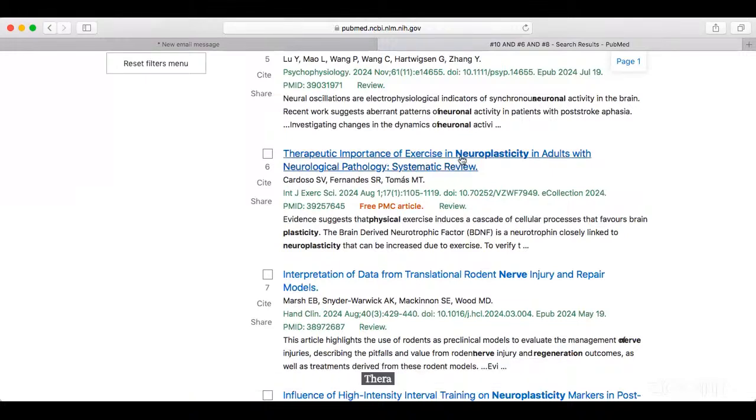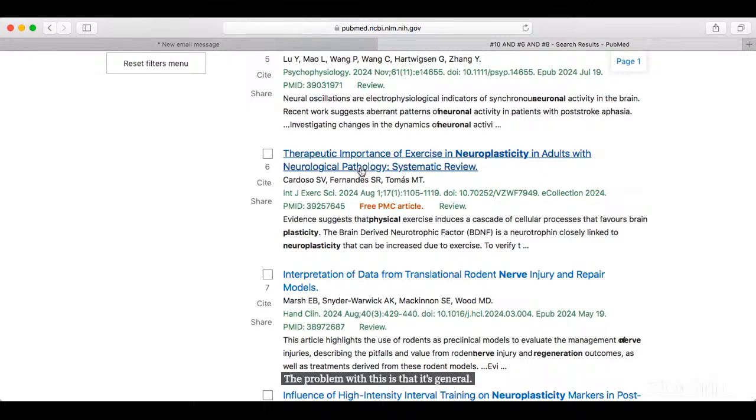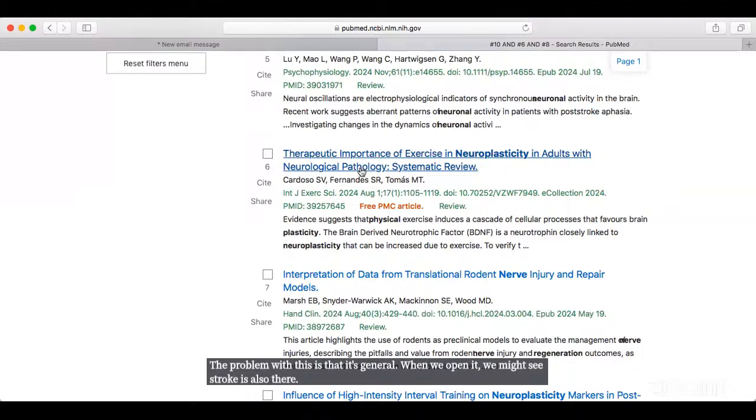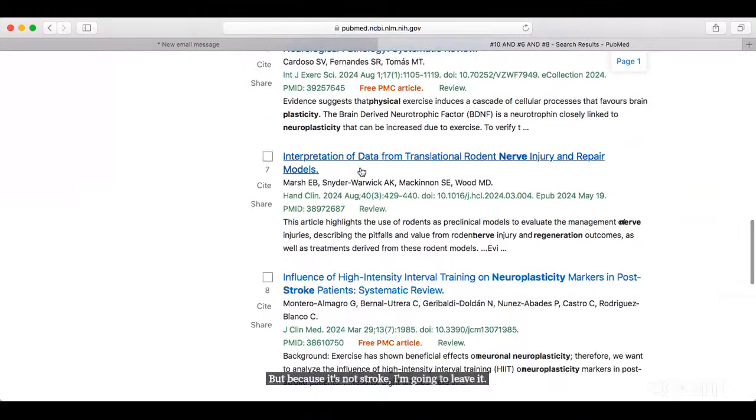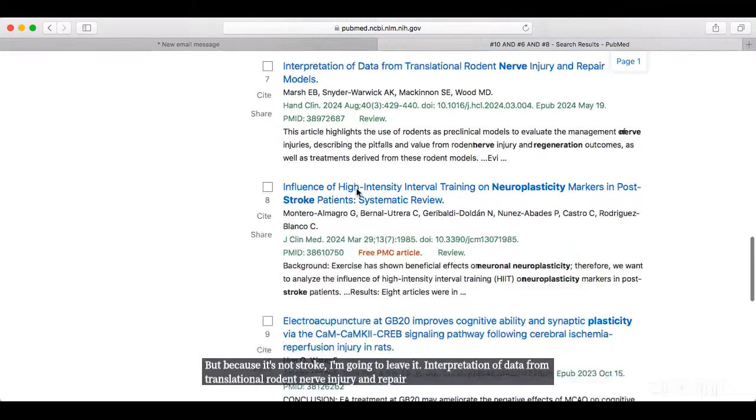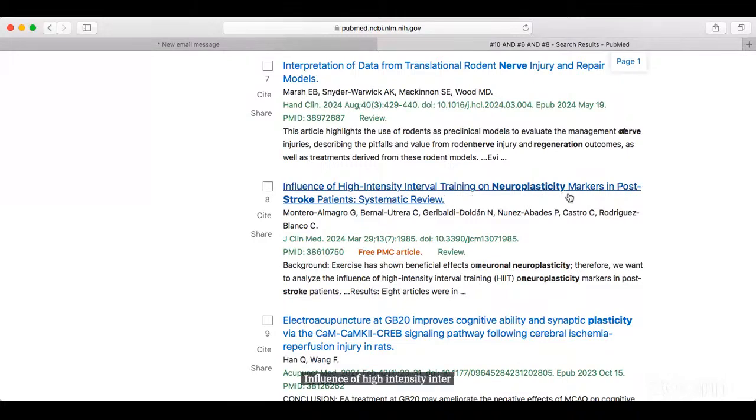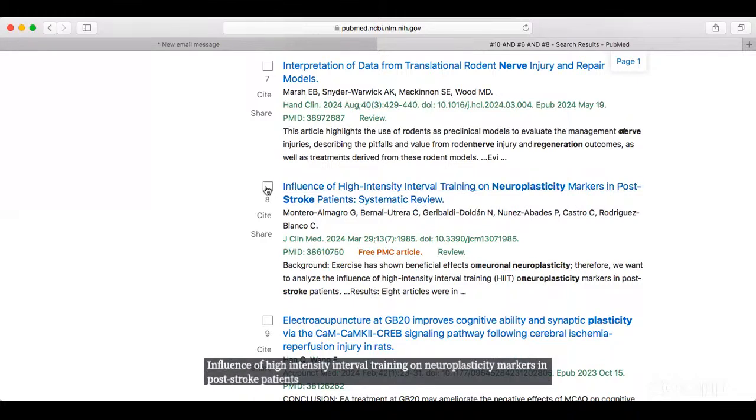Therapeutic importance of exercise in neuroplasticity in adults with neurological pathology. The problem with this is that it's general. When we open it, we might see stroke, it's also there. But because it's not stroke, I'm going to leave it. Interpretation of data from translational rodent nerve injury and repair models. I'm not going to deal with this also. Influence of high-intensity interval training on neuroplasticity markers in post-stroke patients. This is important.